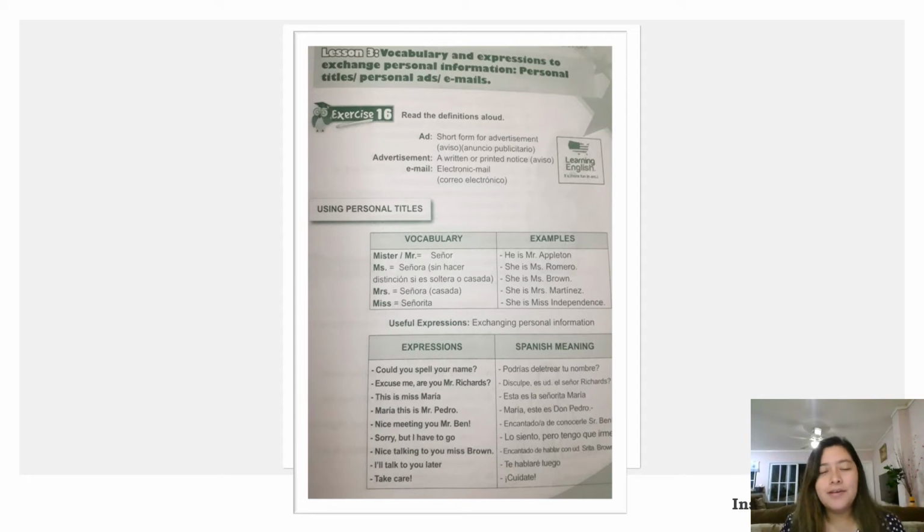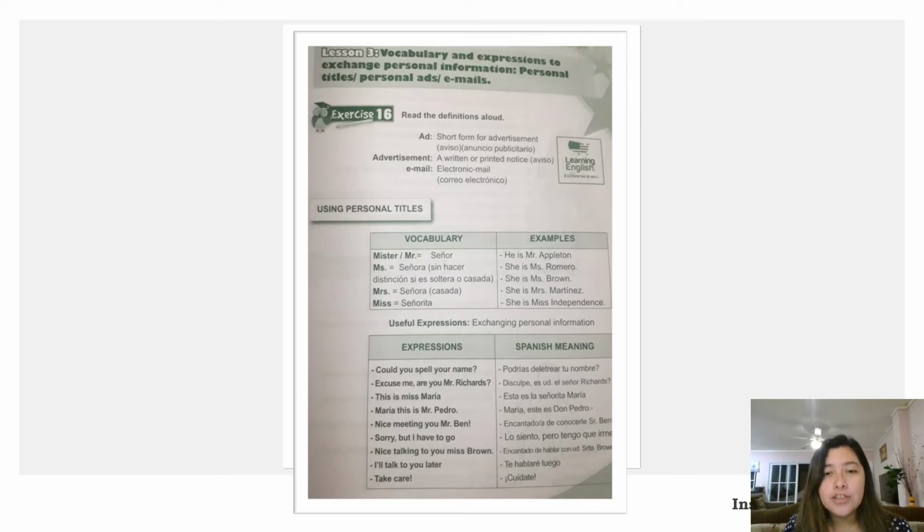We have in here, in this page, the information that is very important for you to know. Tenemos aquí una información muy importante que tú conozcas. We have ad. What is an ad? ¿Qué es un ad? Ad is short form for advertisement. Advertisement, que significa aviso o anuncio publicitario. Also, advertisement, it's a written or printed notice.